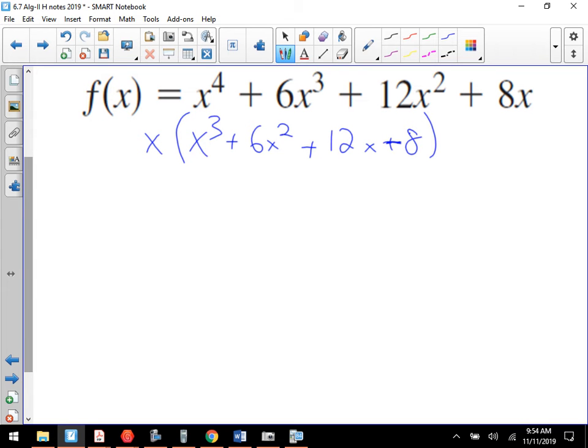So I know that I have a term of x. I already have my term. I have to worry about my tails now. Plus or minus 1, 2, 4, 8.